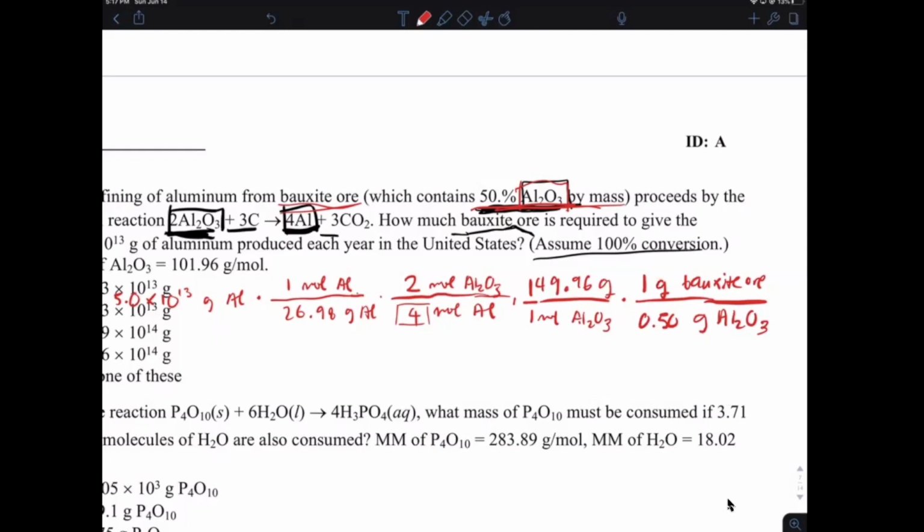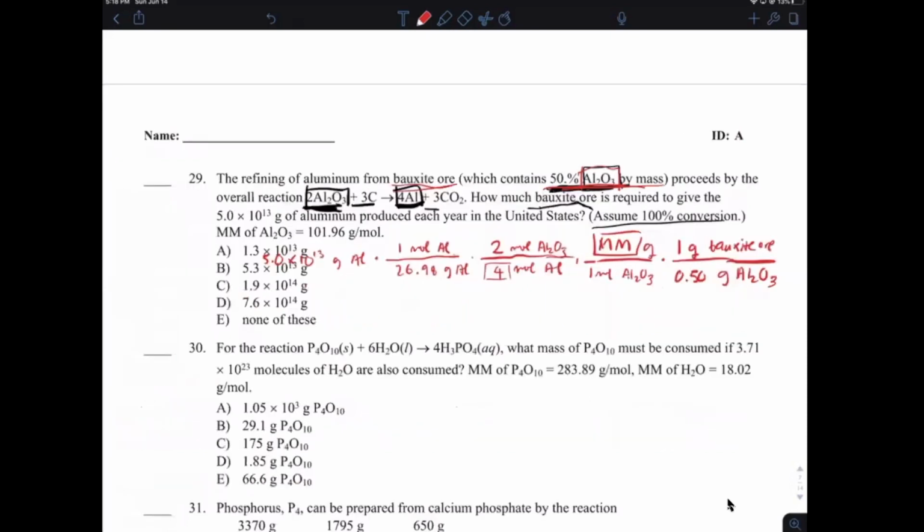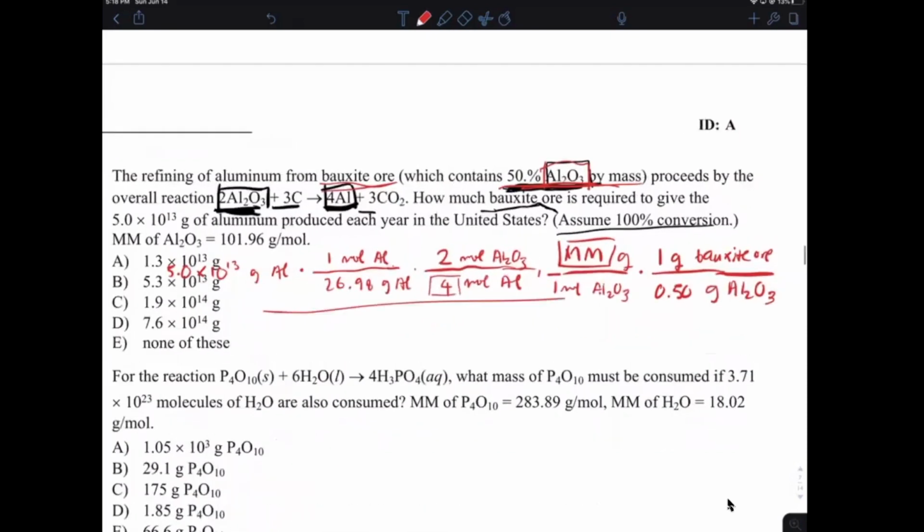Okay, I think I did it wrong. I think it's around 101 or something like that. I'll just put molar mass. This is the molar mass. Yeah, I think that's right. So then from there, if we calculate this whole thing, we should get around 1.9 times 10 to the 14. So the answer we should get is C.